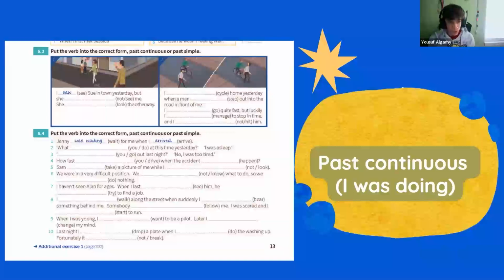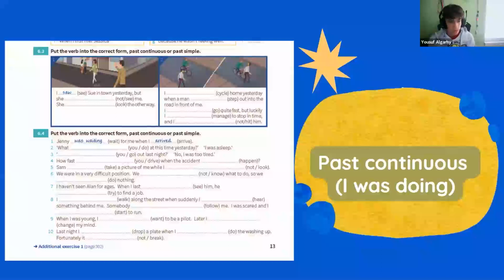Okay. We were in a difficult position. We not know what to do. So we blank nothing. This would be, we were in a very difficult position. We didn't know what to do. So we did nothing.